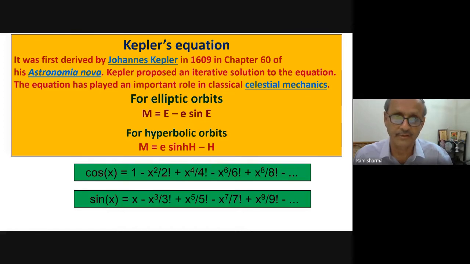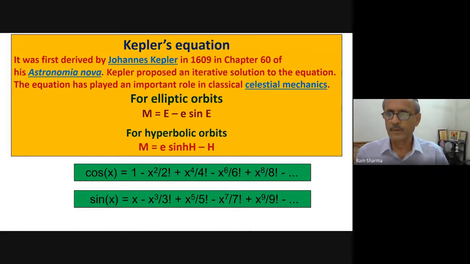And this equation is needed because M can be calculated from the orbital period, as I told you. If you know orbital period, you can calculate the semi-major axis, and from there you can calculate the mean anomaly, because mean anomaly is n into t minus tau. But eccentric anomaly calculation, this is an exact equation.